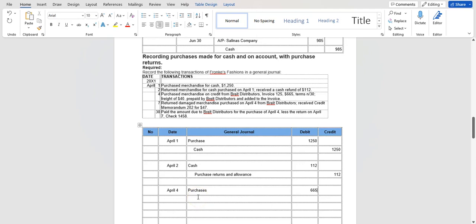for the amount of the purchase, which is $665. Okay, and then it says there were some freight charges, okay, of $40 paid by Brett Distributors and added to the invoice. So we need to record that freight too. All right, so that's going to be to our freight-in account. And that's going to be for the amount of $40.